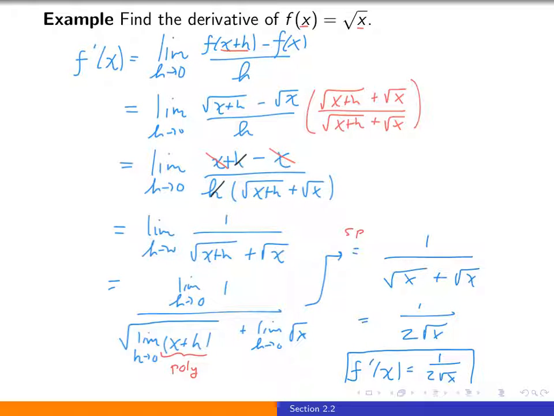This is a function that we will frequently differentiate, so this is going to be a formula that we will use often. So it is definitely worthwhile to remember that the derivative of the square root of x is 1 over 2 square roots of x.